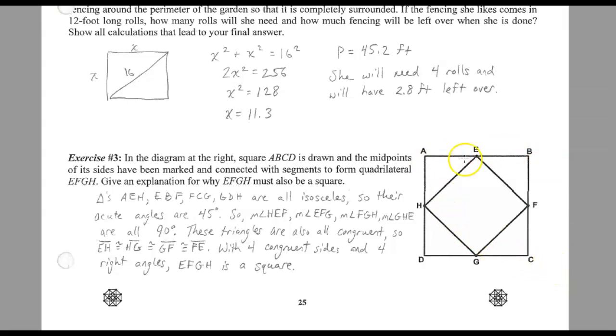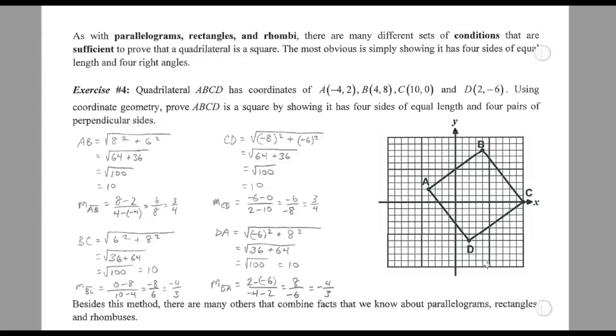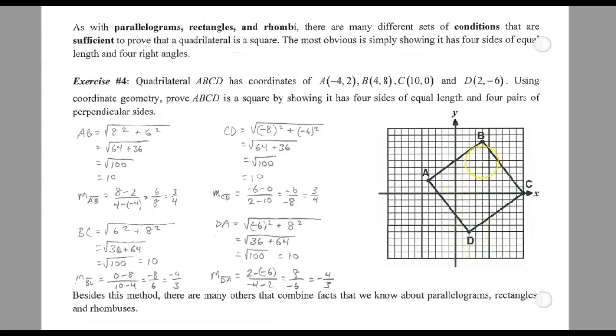So that leads to corresponding parts, these hypotenuses also being equal all the way around. So if we take the midpoints of a square and connect them, we'll get another square. That's the summary there.